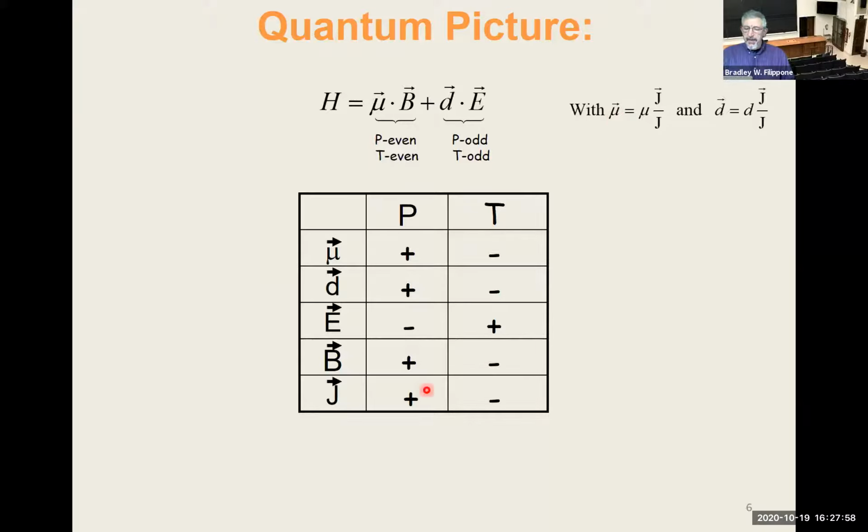I tabulate here how J behaves under parity. It's even because it's an axial vector. It's got a time component in it because it's a rate of change of the angular momentum, a rate of change, and so it's negative. And if you multiply these two things together, you can see that this term is even under parity and even under time, but this one is odd under parity and odd under time. So having both of them means that you're violating both time reversal and parity.